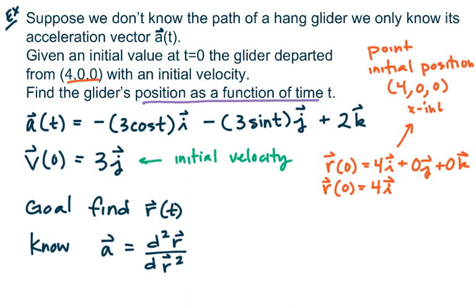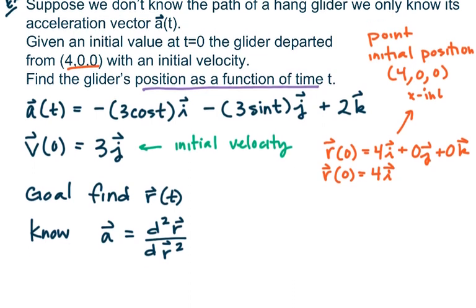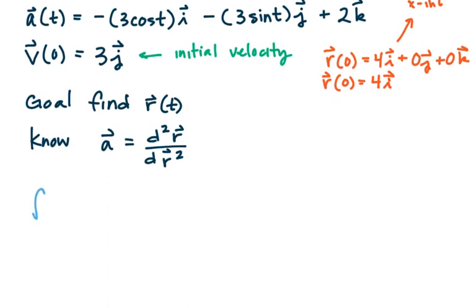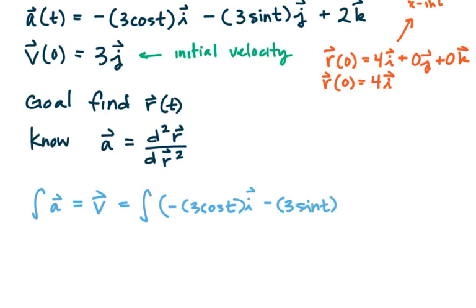In order for us to find velocity, the first thing we're going to do is take the antiderivative of acceleration. So the integral of the acceleration vector is going to give us the velocity vector. That's going to be the integral of negative 3 cosine t i minus 3 sine t j plus 2k, integrated with respect to t.